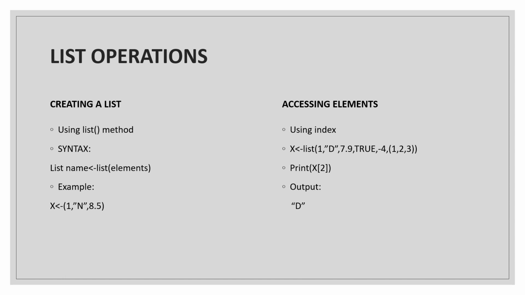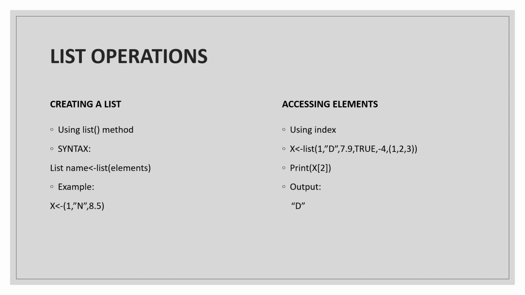So basically, let us see first how to create a list. We can create a list by using the list method. The basic syntax is the list name followed by the list of the elements present in the list. For example, as you can see, X is the name of the list and the elements present in X are 1, the character N which is quoted in double quotes, and 8.5 which is a float data type. As you can clearly see, X is a list which contains 3 different kinds of elements. One is an integer, N is a character, and 8.5 is a float. So as I have already said, a list contains different types of elements.